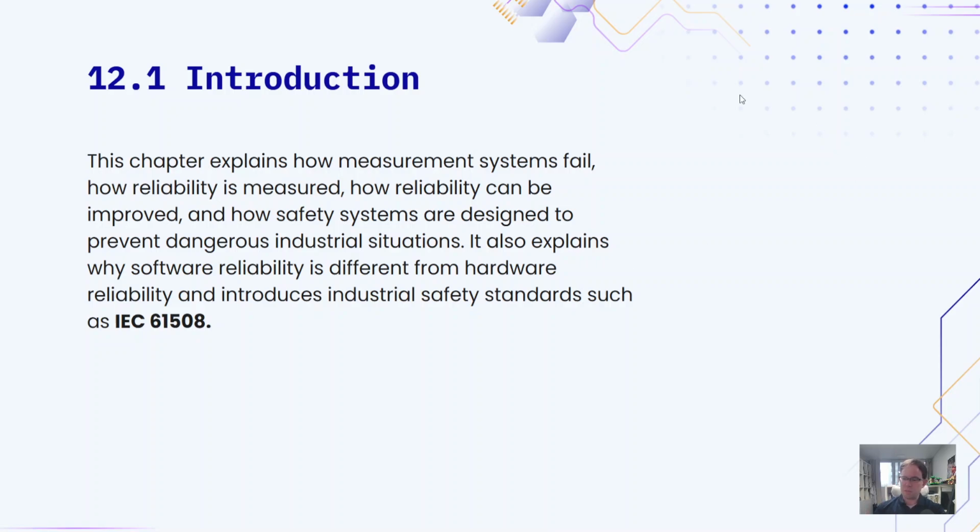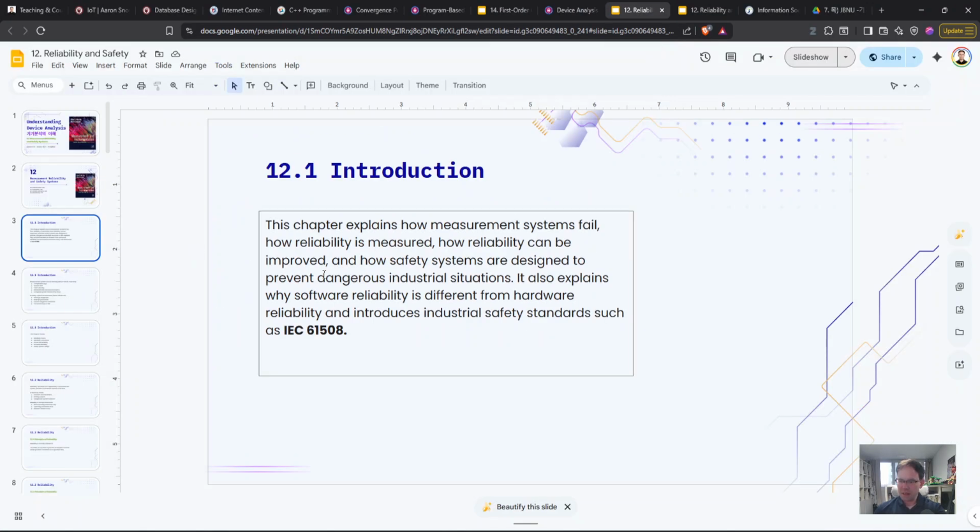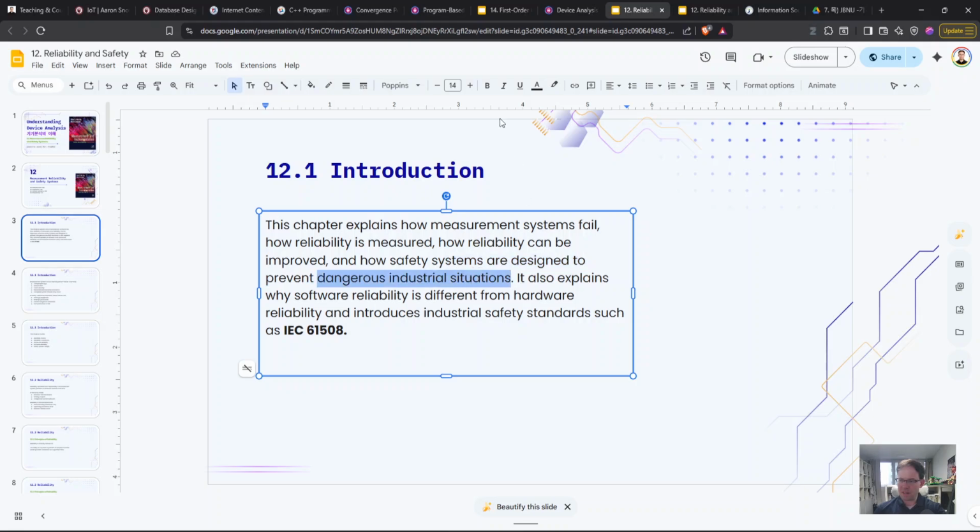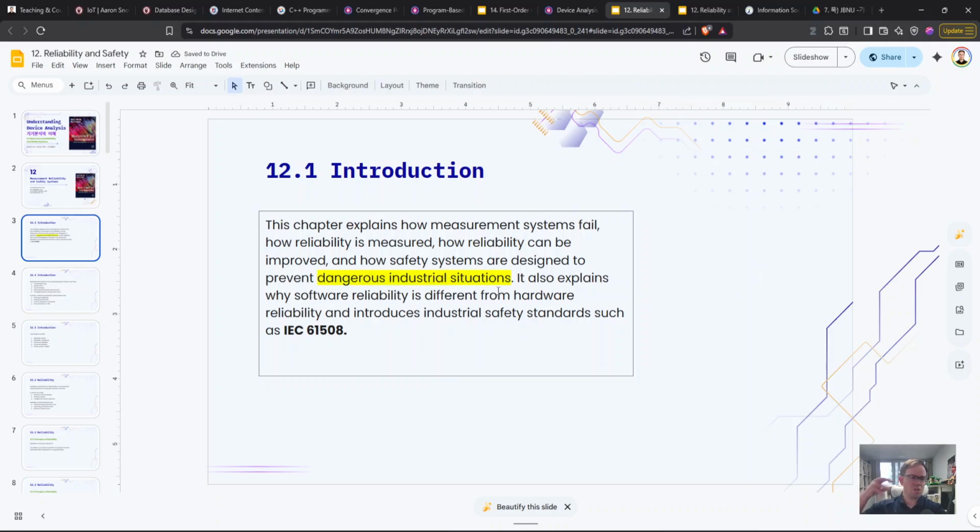This chapter explains how measurement systems fail, how reliability is measured, and how reliability can be improved, and how safety systems are designed to prevent dangerous industrial situations. Actually, this is really important these days. One of the things that we can do now for preventing dangerous industrial situations, or what they're working on right now, is using CCTV cameras to identify workers in the industrial work environment. And when they get too close to a machine or something like that, there will be a kind of a warning, or it can shut down a machine that's too close to a person, or there's various different things we can use with cameras and smart devices and AI systems and things like that now. So I mean, that's kind of nice. That'll be good in the future.